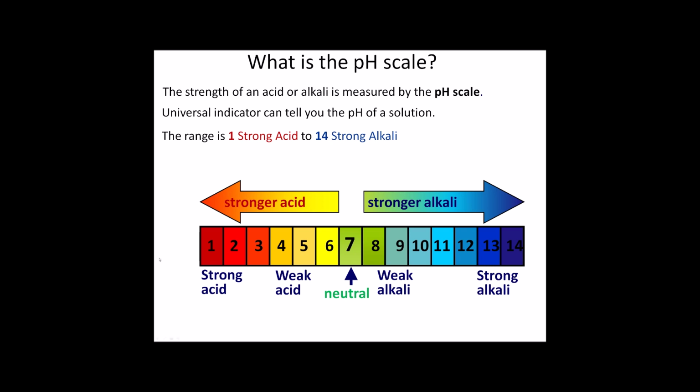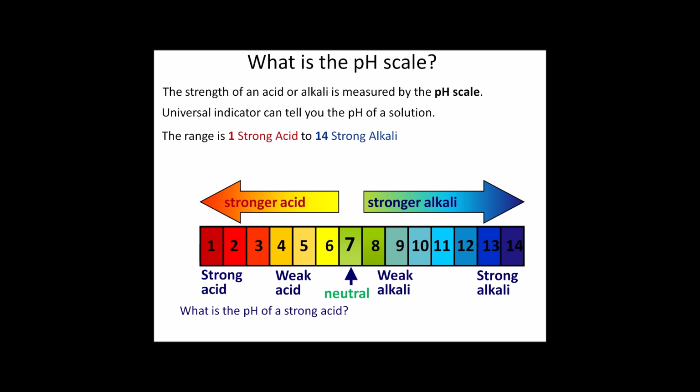And we should also be able to pick out the colours. So red is a strong acid, orangey yellow is a weak acid, green for neutral, a kind of a dark green to a light blue turquoise colour for our weak alkalis, going into our darker blues and purples for our strong alkalis. Okay, so little question for you, what is the pH of a strong acid?